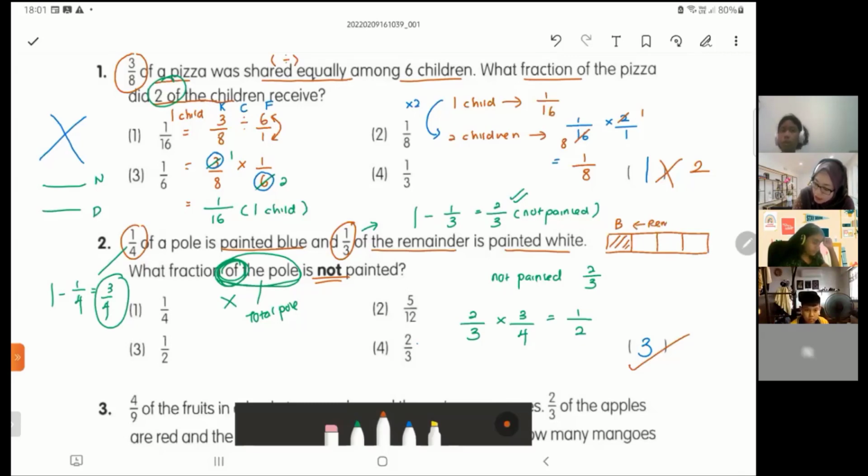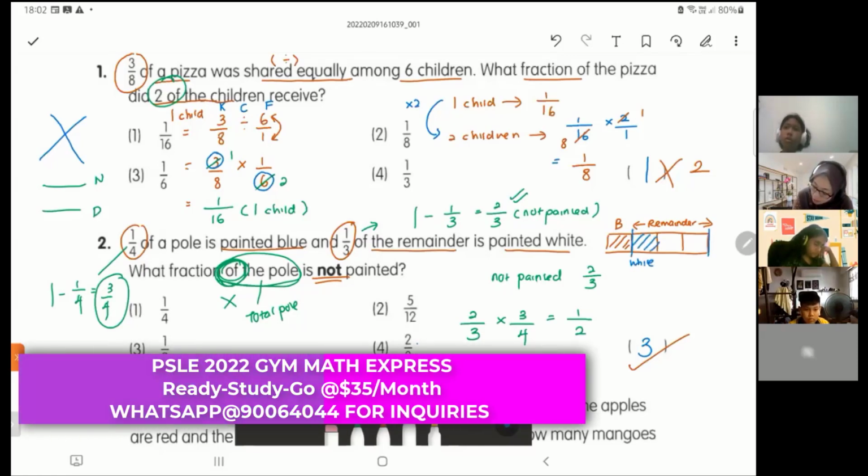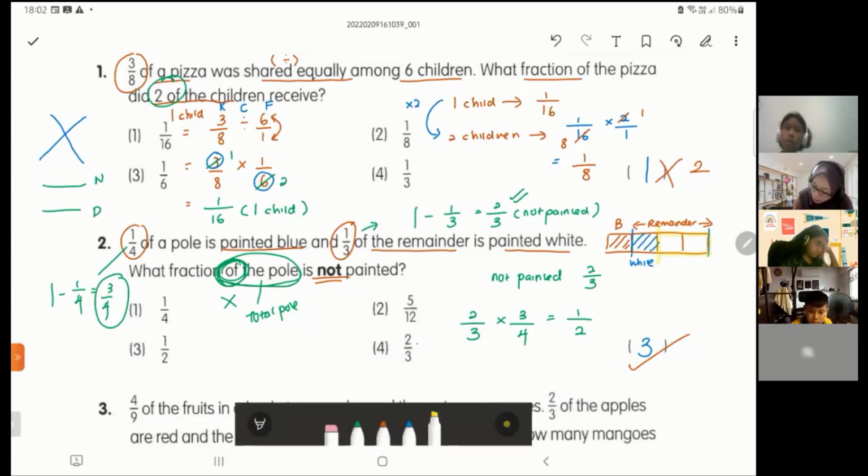This is for those who don't understand the fraction method, okay? Then of the remainder, 1/3 is painted white. So the remainder got 3 parts, right? So one of it is painted white. Then I have the balance, right? Not painted. This is all my not painted. How many parts is that? This is 1. This is 2. 2 out of the total parts, which is 4. Then you reduce to 1 over 2. Get it?